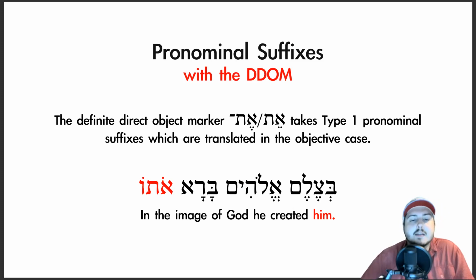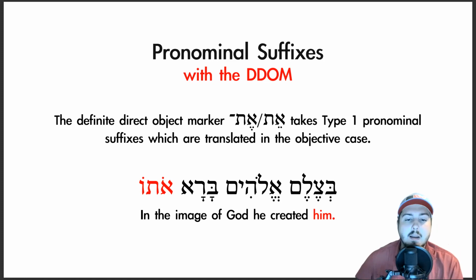Bara. Bara is a qal perfect third masculine singular from the root bara, meaning to create. So in the image of God, he created, not his, but oto, him. In the image of God, he created him. So what is this doing? We have in the image of God, a prepositional phrase. Bara is the verb. What's the subject? The subject is he or God. He what? He created who? We have a direct object marker. We have a pronominal suffix. He created him. Okay, that's how that direct object marker is working. It's telling us who was created, marking that direct object with that suffix.